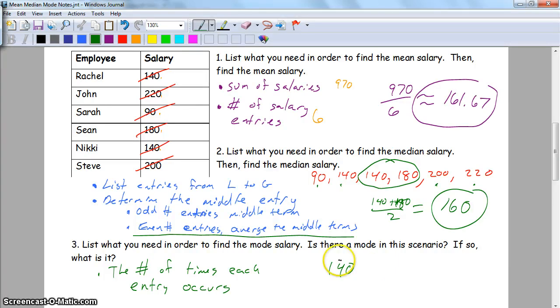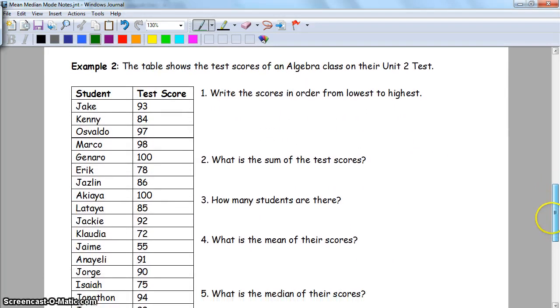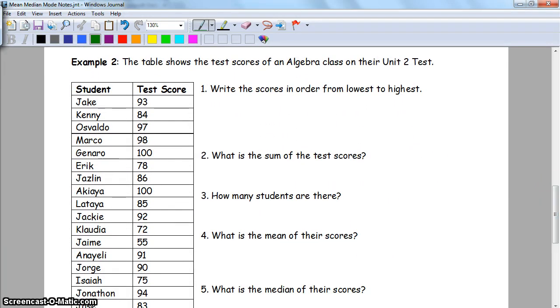Alright, so that's a little bit of mean, median, and mode. Tell you what, why don't you go ahead and hook up page 2. Go ahead and press pause. We'll come back and we'll check your answers.